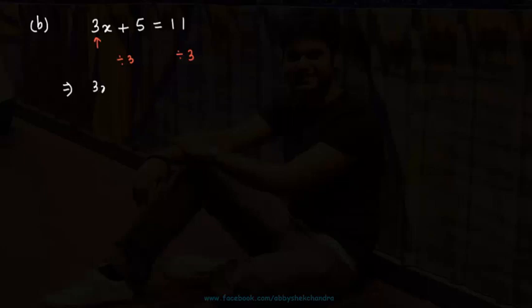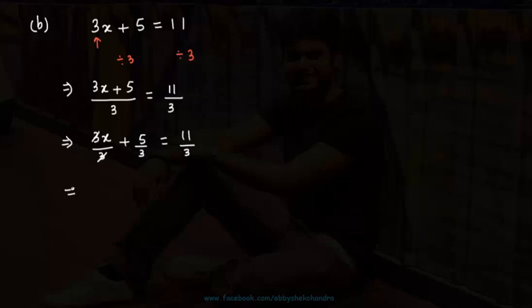3x plus 5 divided by 3 equal to 11 by 3. Dividing both sides by 3, or 3x by 3 plus 5 by 3 equal to 11 by 3. Using the basics of fractions, 3 and 3 cancel each other out. Therefore, x plus 5 by 3 equal to 11 by 3.